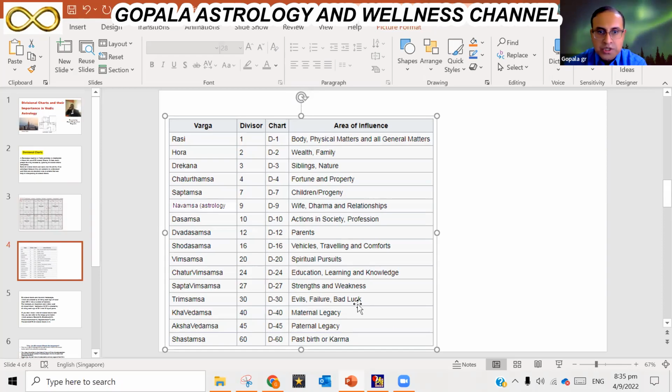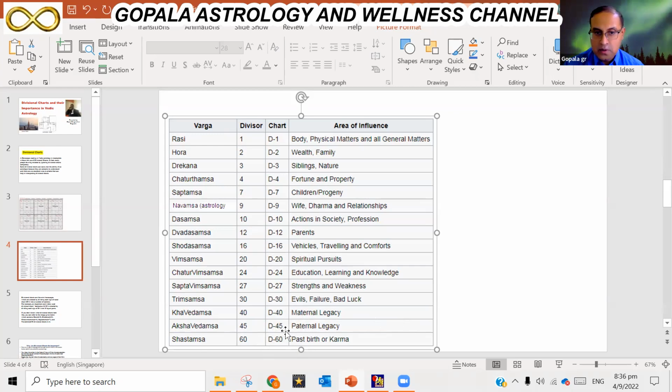And then D40 talks about the Khavedamsha chart, talking about the maternal legacy. That means whatever legacy you get from your maternal side, maternal grandparents, maternal uncles, right? Mamaji, Nanaji, and all that. Whatever they leave to you, what you inherit from them, is seen through the D40 chart. And then D45 talks about paternal legacy, exactly the same thing from the father's side. What legacy you get from them is seen in the Akshavedamsha or D45 chart.